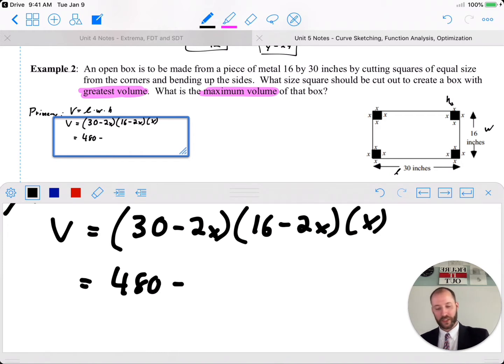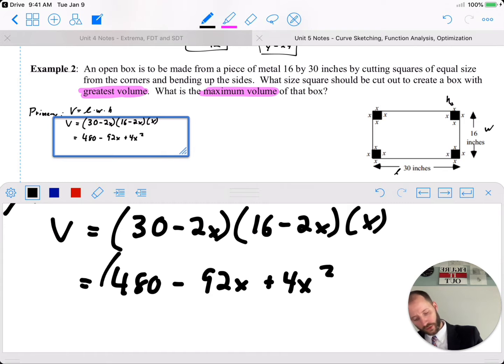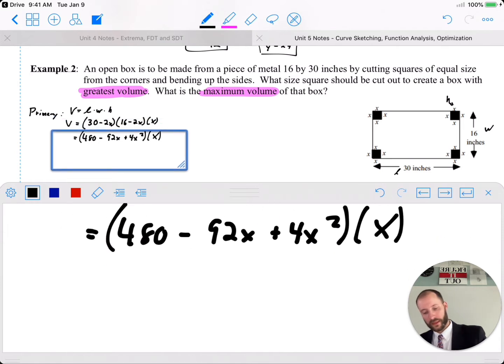Minus 30 into x is negative 60x. 2 and 16, negative 32, so negative 60, negative 32. Right, just making sure my math is good, negative 92x. And then 2x and 2x, negative 2x, negative x, give you 4x squared. So doing that multiple distribution or double distribution, and then just distribute the final x into the problem.